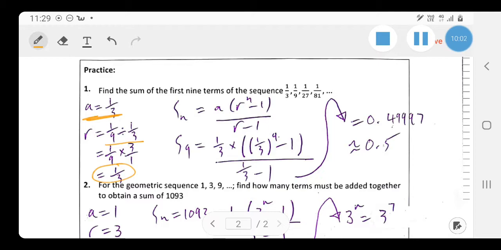So what are we trying to do? Find the sum of the first 9 terms. So we want S9. So I've written down the general formula first, and then I substitute my values in second. So n becomes 9, A is 1/3, R is also 1/3. Here we have n showing up again, and on the bottom, R, which is 1/3 minus 1, and that equals, and now this is interesting, 0.49997.